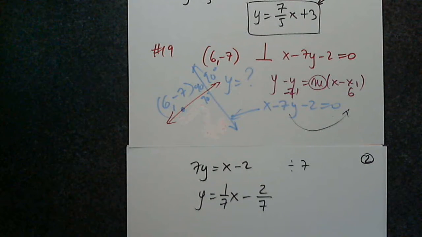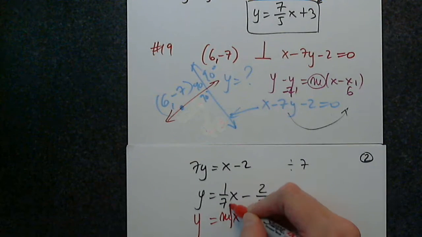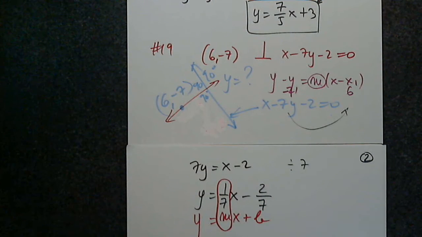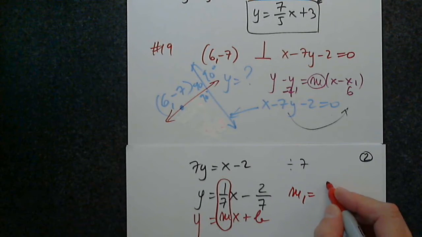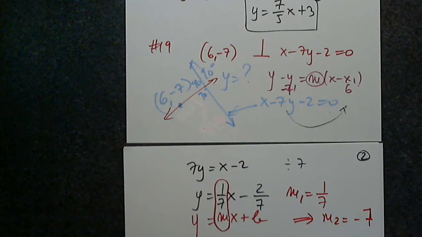So now we compare this equation, as we did before, to y equals mx plus b. And we know that the given line has the slope of 1/7. So if the slope of the given line is 1/7, what would be the slope of the unknown line? -7. Awesome. Absolutely perfect. So if m1 equals 1/7, m2 will equal -7.